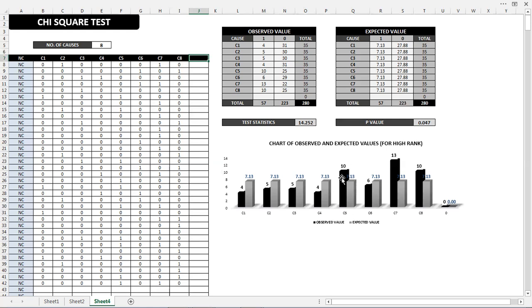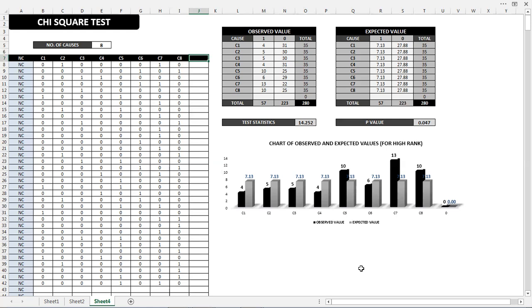So this one, C5, C7, and C8. For these three causes, we could see the bar of observed value is taller than the bar of expected values. And that is why we can conclude that these three causes, cause number 5, cause number 7, and cause number 8, are statistically significant causes which do have a statistically significant impact upon Y. So that's about the chi-square testing.